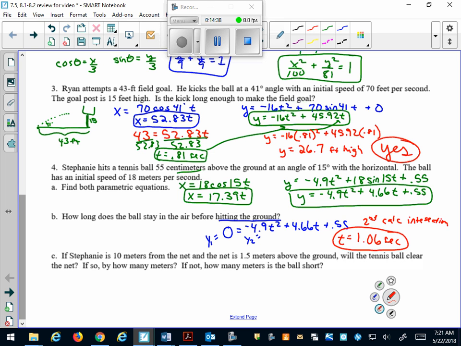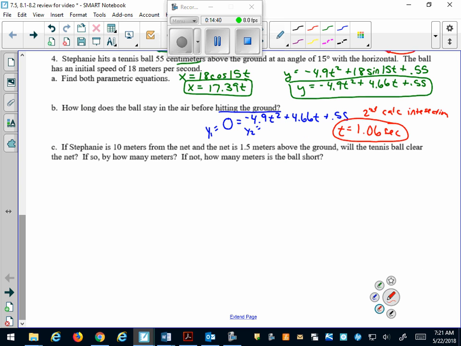If Stephanie is 10 meters from the net and the net is 1.5 meters above the ground, will it clear the net? So this is just like the one with the football kick. We know it needs to go 10 meters horizontally, so we're going to plug that into our x equation and see how long the ball's in the air before it reaches the net. And t turns out to be 0.575 seconds.